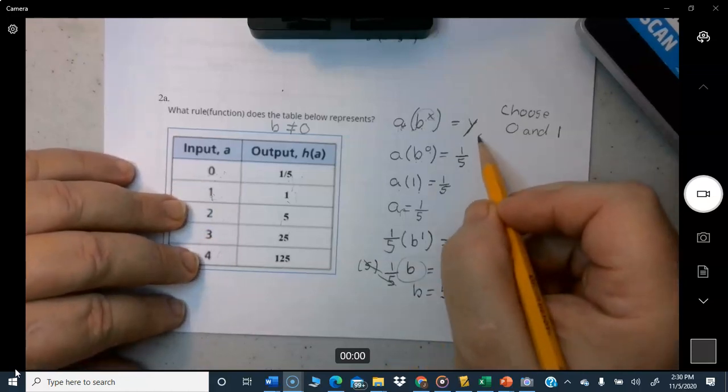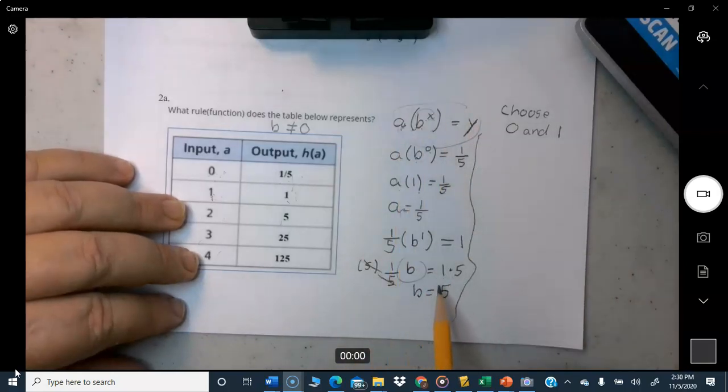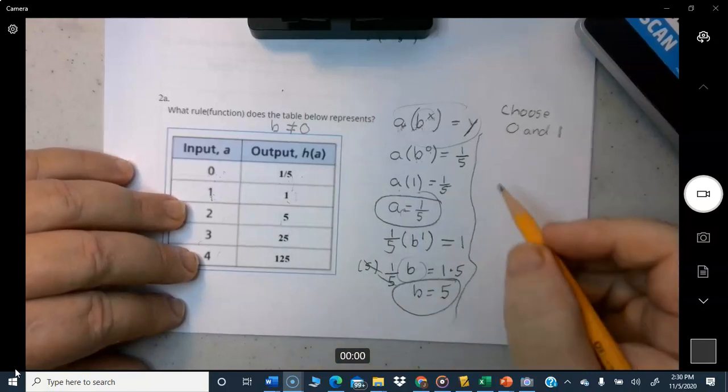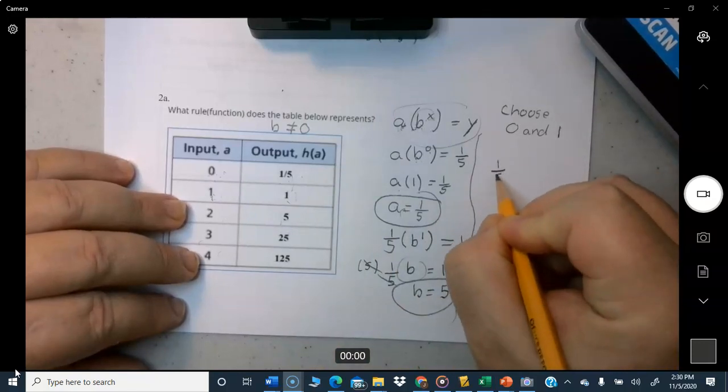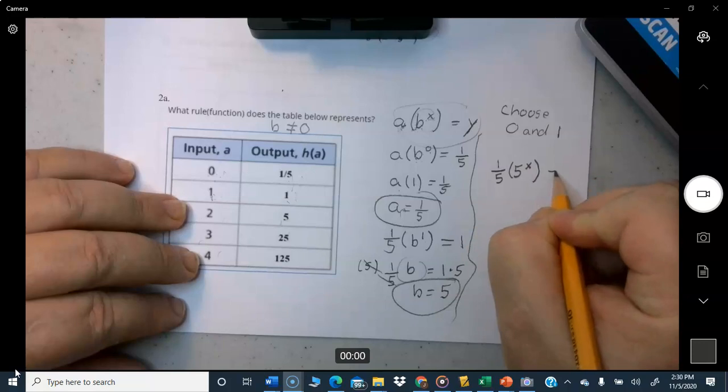Okay, so let me draw a line here. That means our final equation is going to be a equals 1/5 and b equals 5. So it's going to be 1/5 times 5 to the x power equals y.